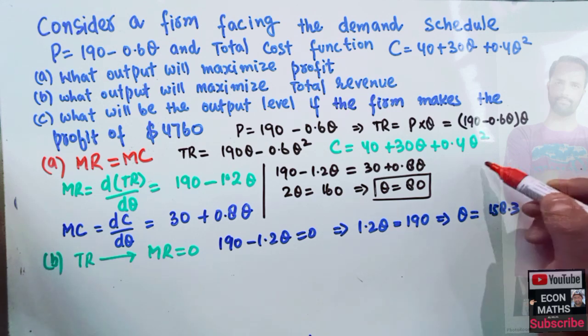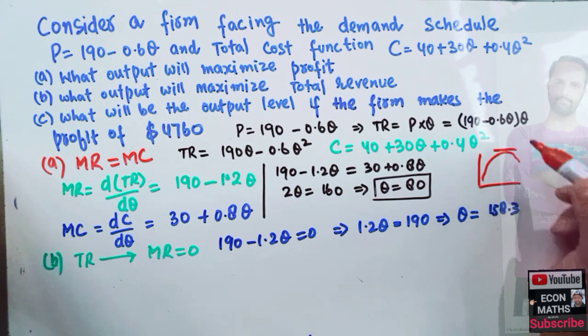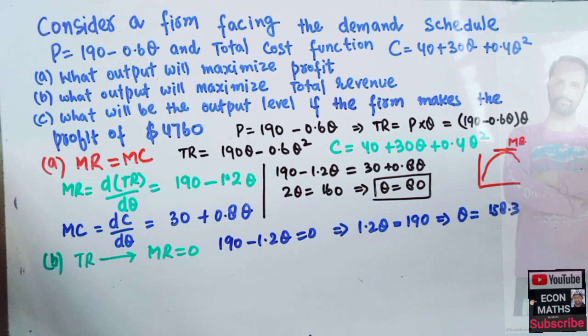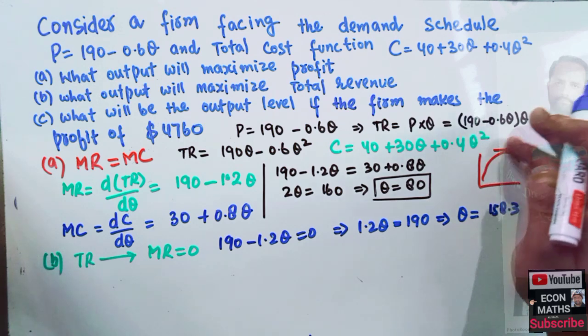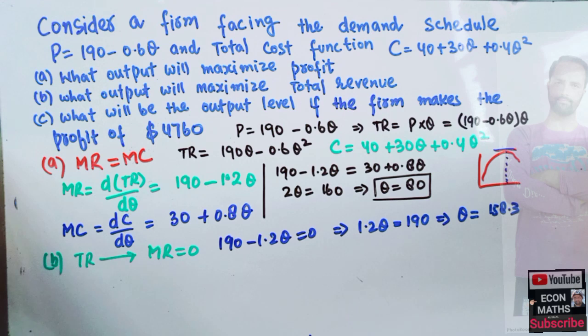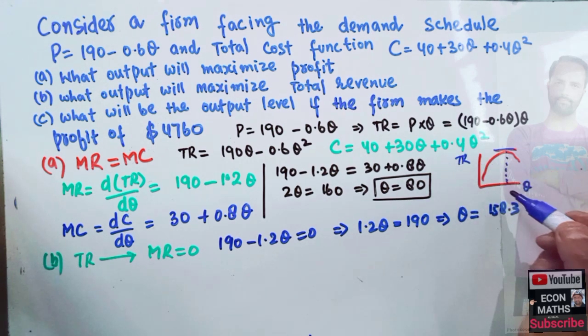It simply says, if this is our total revenue function, total revenue will be maximum when marginal revenue is equal to 0. So we simply take the first derivative of the total revenue function and set it equal to 0. The point where the slope of total revenue is equal to 0 gives us the level of output which maximizes our total revenue. It comes out to be 158.3.